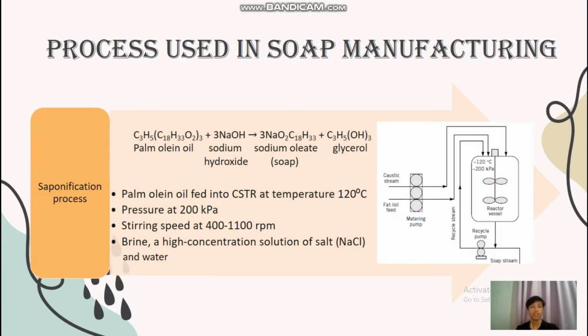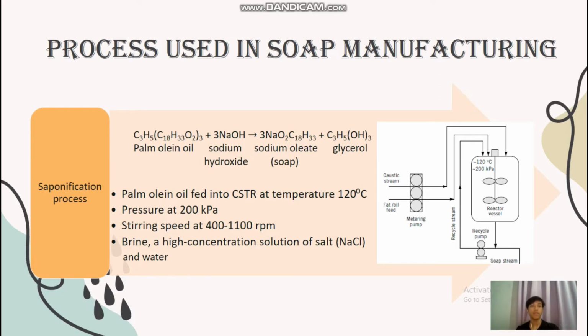Firstly, the saponification process. Saponification is a process of converting fats or oil into soap and alcohol by heating them in the presence of aqueous alkali. As you can see in the chemical equation, which shows the conversion of palm olein oil into soaps and glycerol by heating it in the presence of lye or sodium hydroxide.